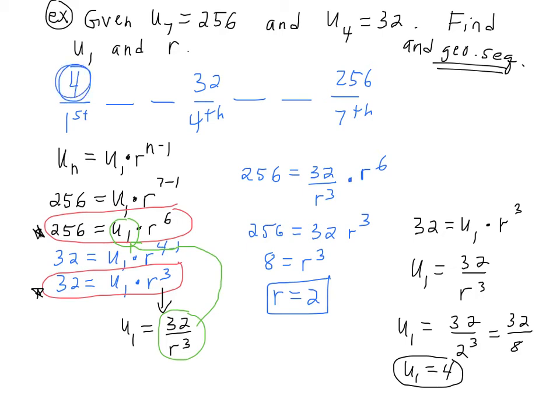So it's the idea that we have a common ratio, so you would have to multiply by 2, right? If you were to check this, if the r value is 2, if you double 4, you get 8, double 8, you get 16, double 16, you get 32, and so on. So that is an example where you're given a couple terms and asked to find u sub 1 and r. One more example.